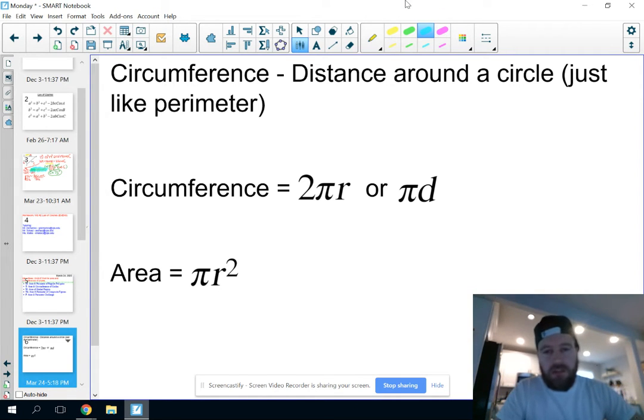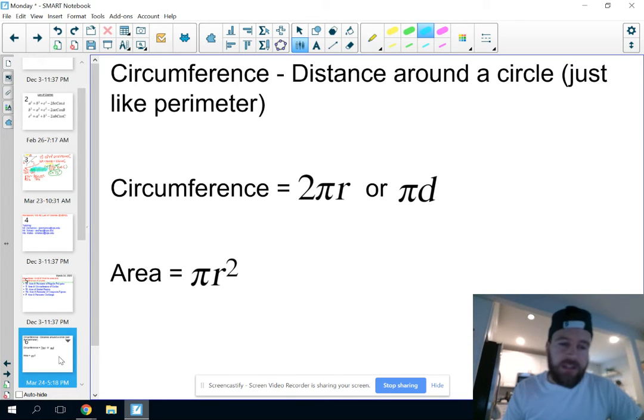We've got two formulas, maybe three if you want to think of it that way, because there are two different ways you can represent circumference. So to start, circumference is equal to 2 times pi times the radius, which could also be viewed as pi times diameter. So r for radius, d for diameter. And then area is equal to pi times radius squared.